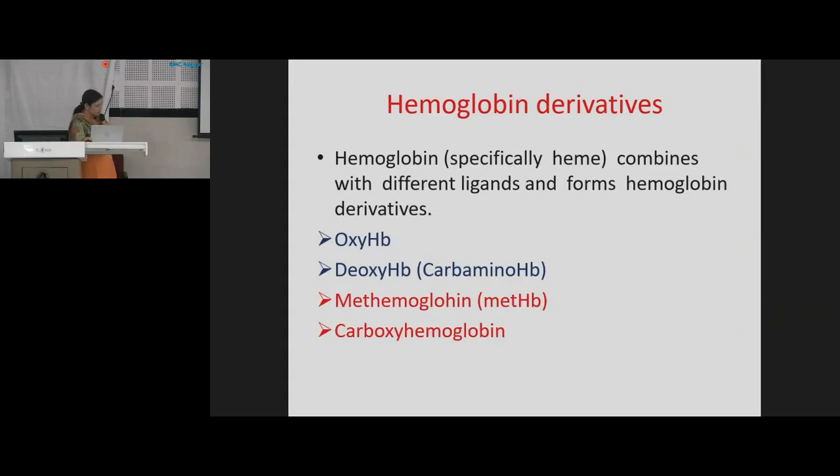Hemoglobin, when combined with different ligands, forms hemoglobin derivatives. When it combines with oxygen, it is called oxyhemoglobin. Carbaminohemoglobin is when carbon dioxide gets attached to the hemoglobin. Methemoglobin is when iron is converted into the ferric form, and carboxyhemoglobin is when carbon monoxide is attached to the hemoglobin. In this, the hemoglobin loses its capacity for transport, that is carrying oxygen and carbon dioxide.